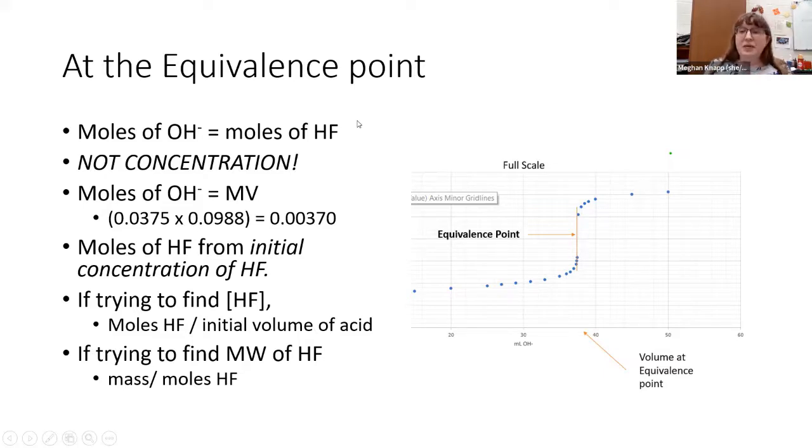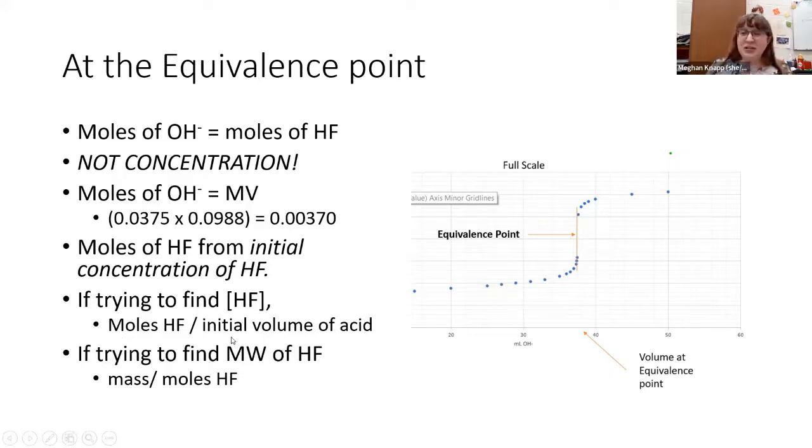All right, so we might be trying to find a couple of different things. In the past, in a titration, we were trying to find the concentration of the acid. So if we're trying to find the concentration, as indicated by the square brackets around this, what we would do is take that number of moles and divide by the initial volume of the acid that we added.